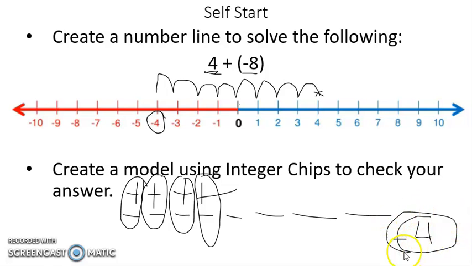You will need to know how to do this on your quiz tomorrow. Make sure you can draw a number line and graph it out and draw integer chip models. Both of those will be on your quiz tomorrow.